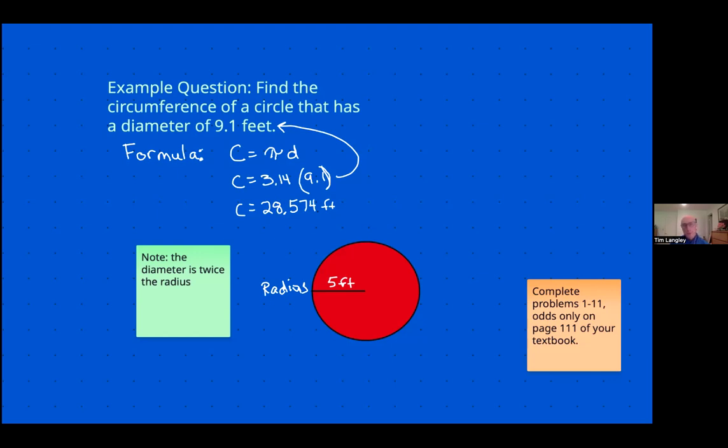And I just wanted to note that because you'll probably run into a couple of questions like that where the math text will give you the radius. Pay close attention. The radius is only half, and the formula calls for pi times the diameter. All right. I want you to complete problems 1 through 11, the odds only, of your textbook on page 111.